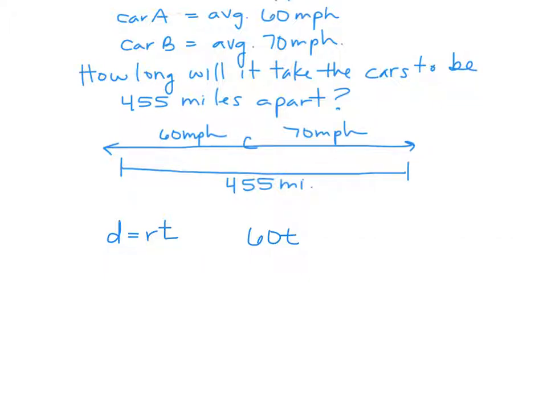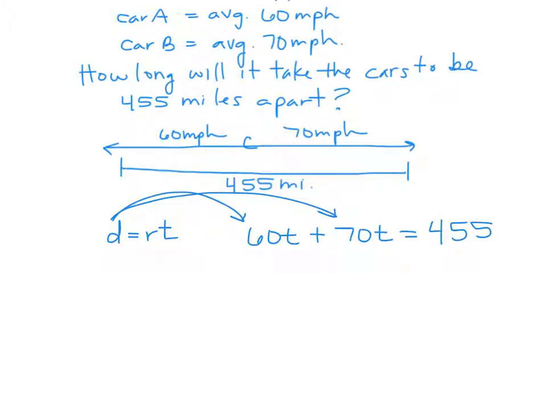Yeah, Will. 70t, right? So the first car is going 60t. The second car is going 70 times t, right? So this is a distance, and this is a distance. The rate times the time, the rate times the time. We know the total distance, right? So the sum of the two should equal that total. So we're going to say 60 times the amount of time plus 70 times the amount of time should equal the total distance of 455.